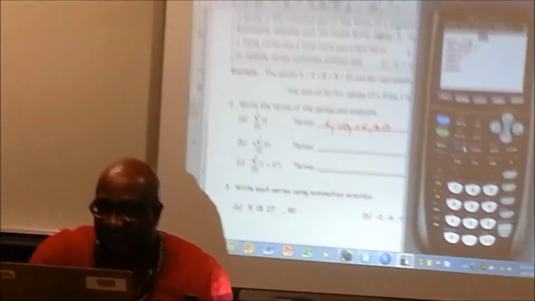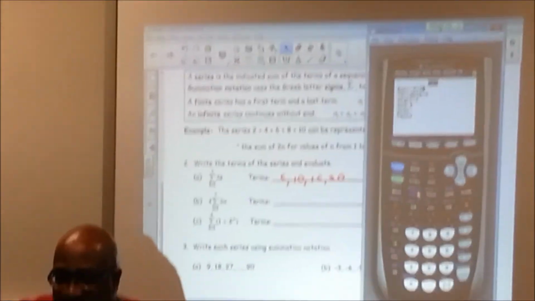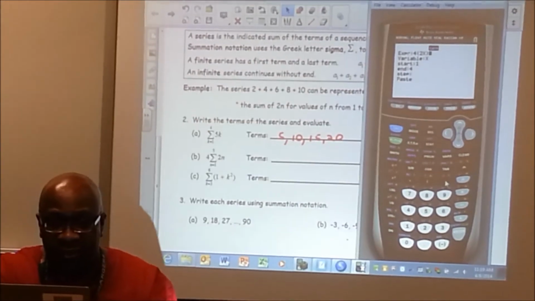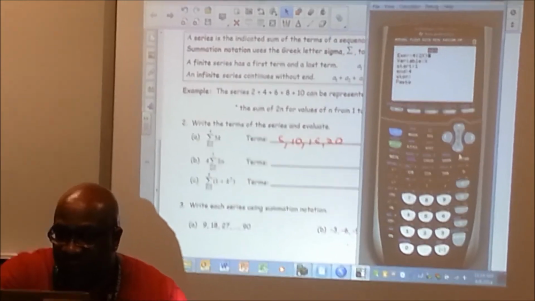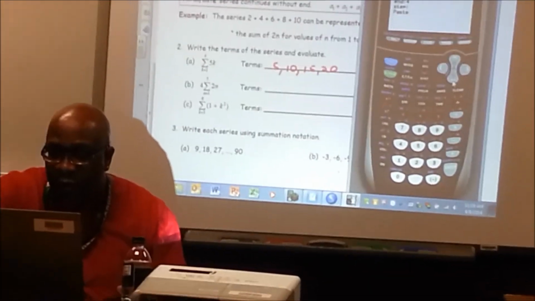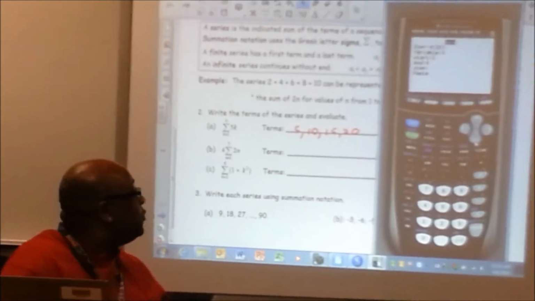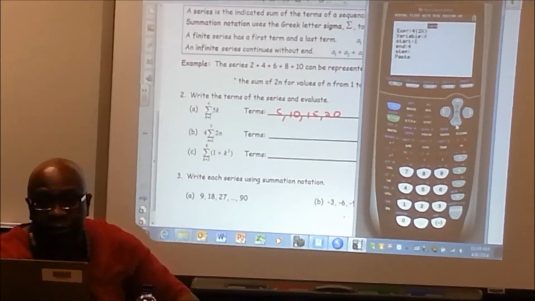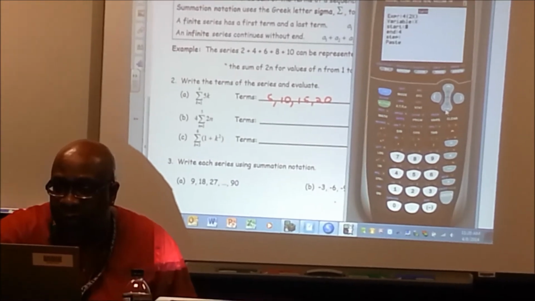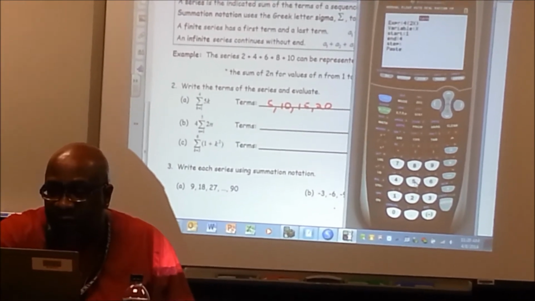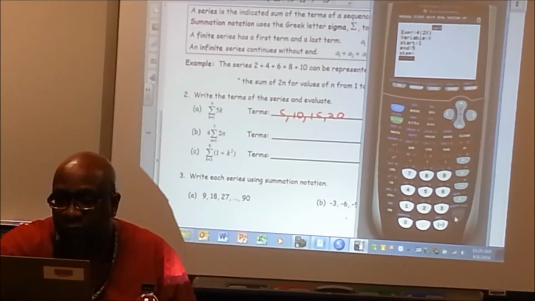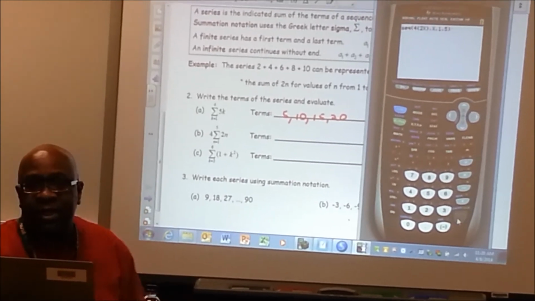4 times 2x. 2x is our formula, but it's being multiplied 4 times. Then, our variable always remains x. In this particular formula, they're asking us for the first 5 terms. So my start is 1, my end is 5. So, placing this in.